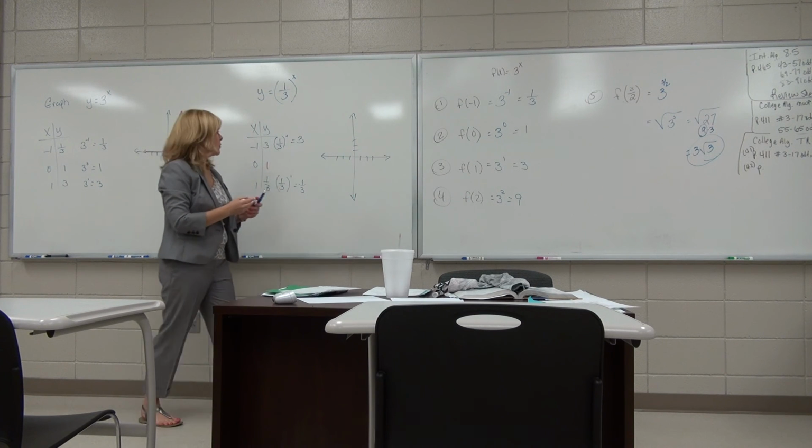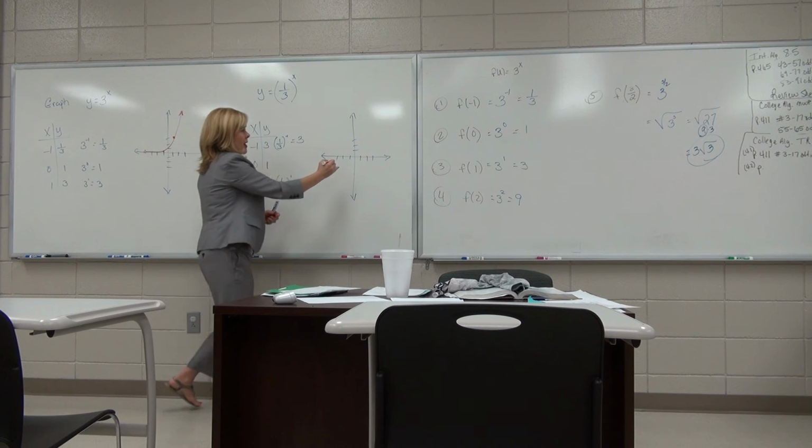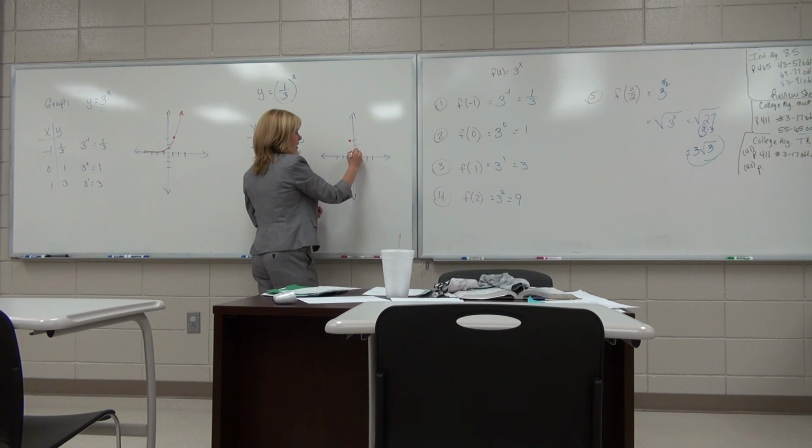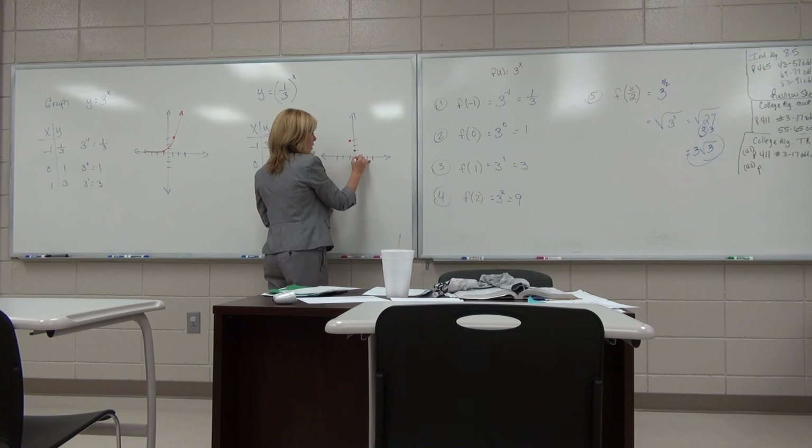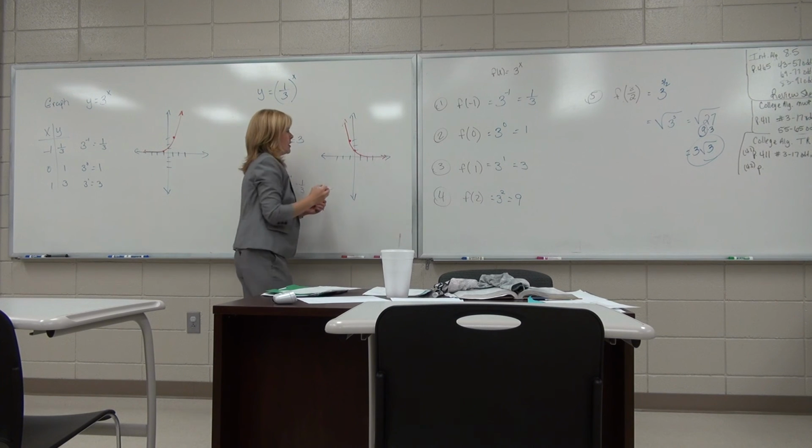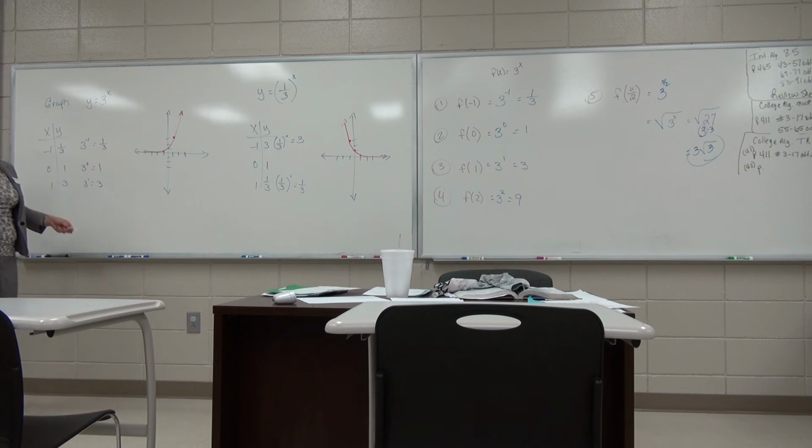So let's graph this one. At -1, I'm at 3, so I've got the point (-1, 3), the point (0, 1), and (1, 1/3). And that would be your graph. What do you notice looking at these graphs? What do you see is the difference?